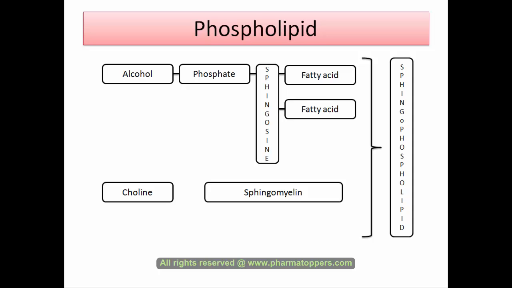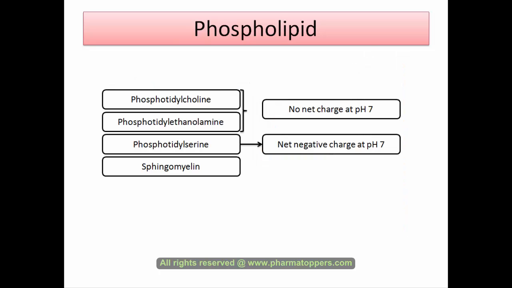The plasma membrane of the animal cell mainly contains four phospholipids, namely phosphatidylcholine, phosphatidylethanolamine, phosphatidylserine, and sphingomyelin. At neutral pH, pH 7, phosphatidylcholine and phosphatidylethanolamine don't have any net charge, while phosphatidylserine has a net negative charge.